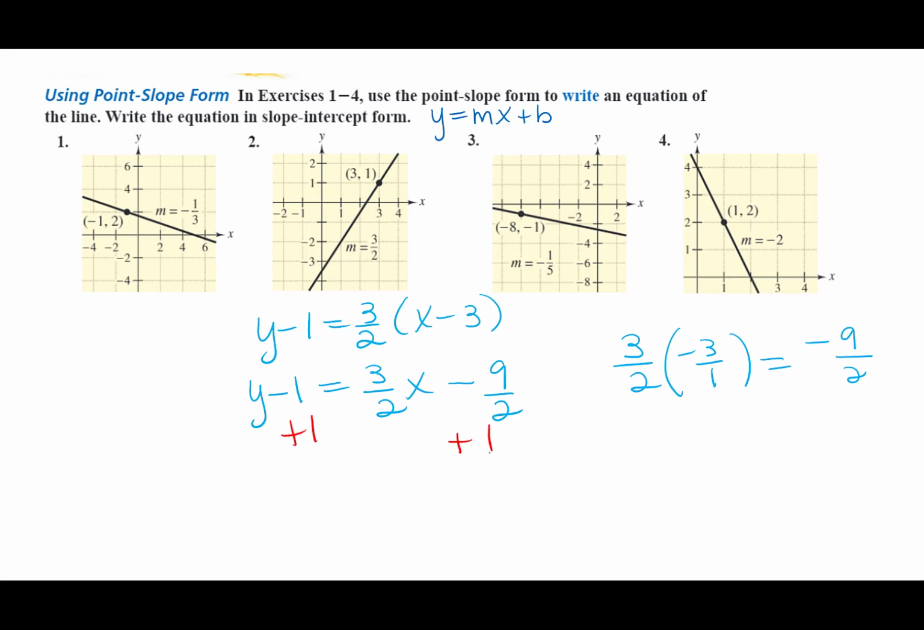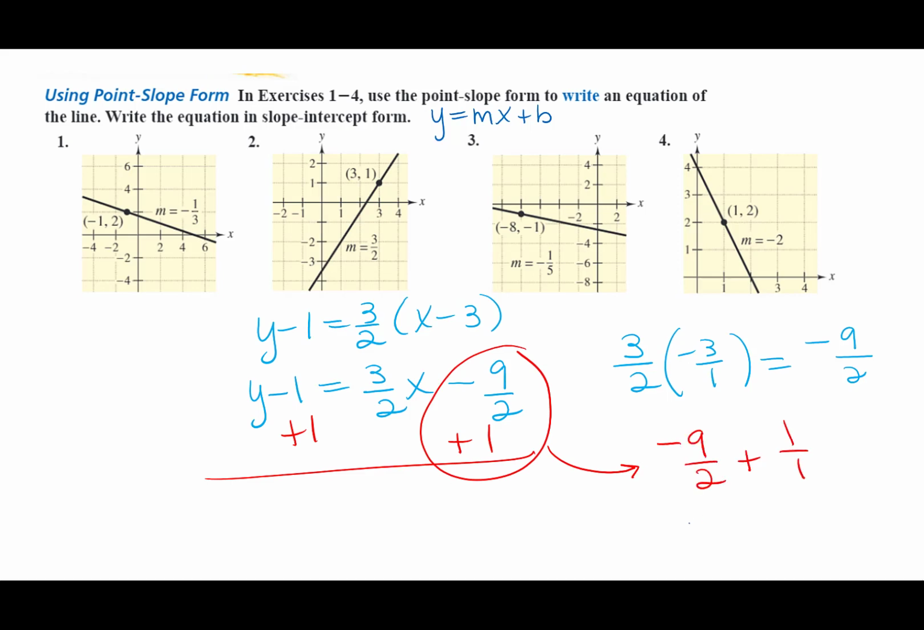Next, I want you to add 1 to both sides. Let me bring this work over here to the side. Negative 9/2 plus 1/1. Find common denominators. This would be negative 9/2 plus 2/2, which is negative 7/2. And so the final equation in slope-intercept form is y equals 3/2 x, and then that negative 7/2.